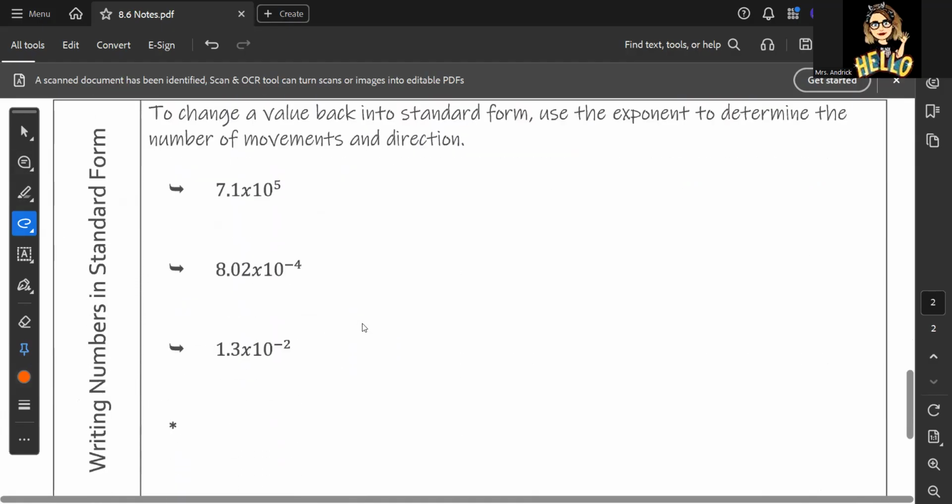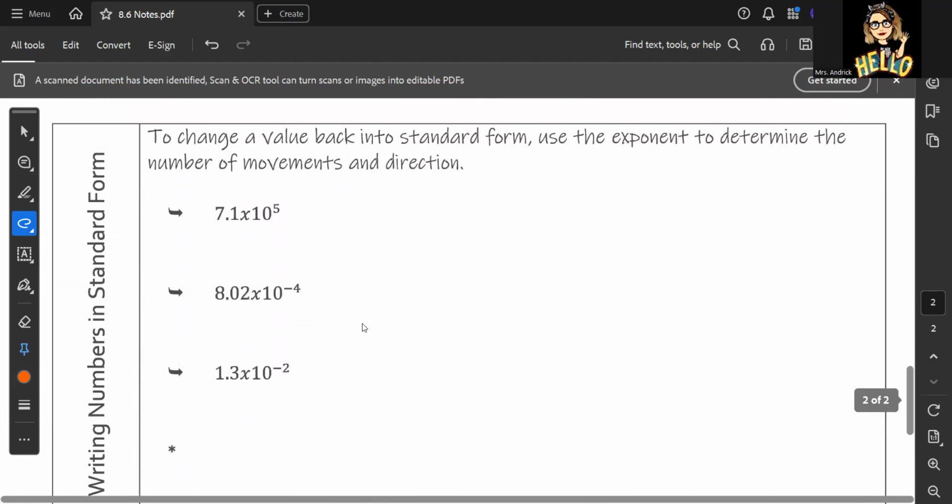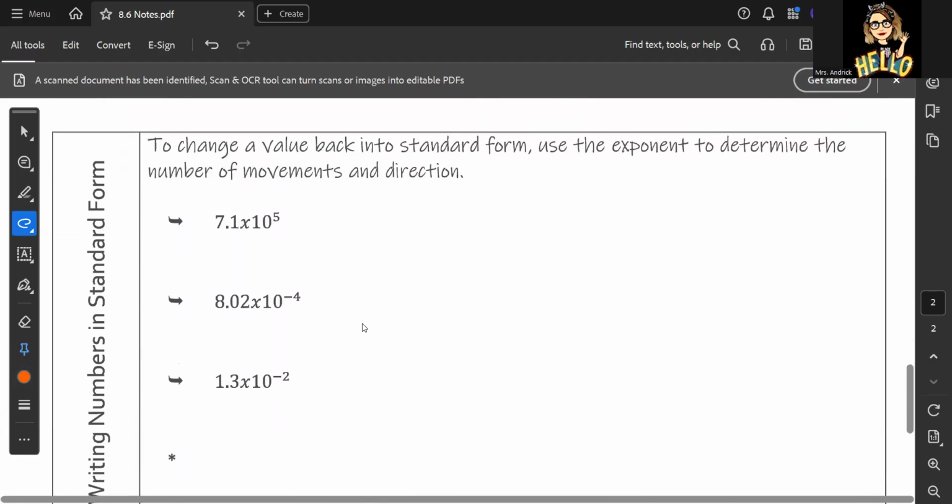Now we're going to make it standard form. So if it's a positive exponent, we move to the right. If it's negative, we move to the left. And that's because when it's positive, it becomes a big number, right? So if it's positive, it becomes a really big number. If it's a negative exponent, it becomes a small number.